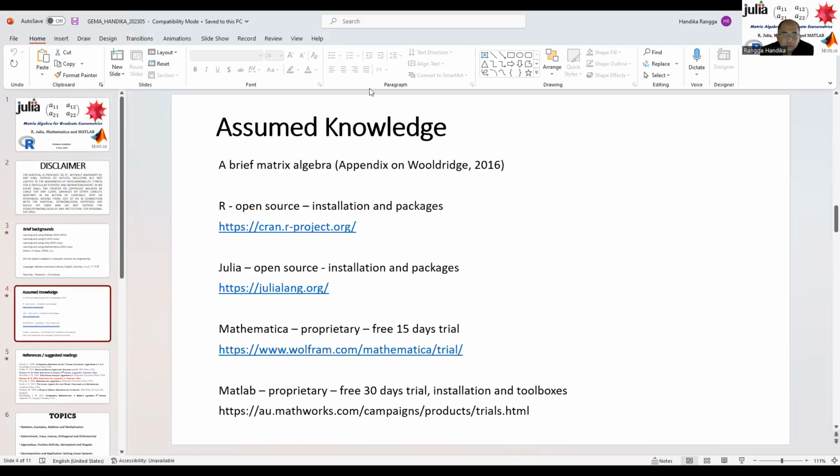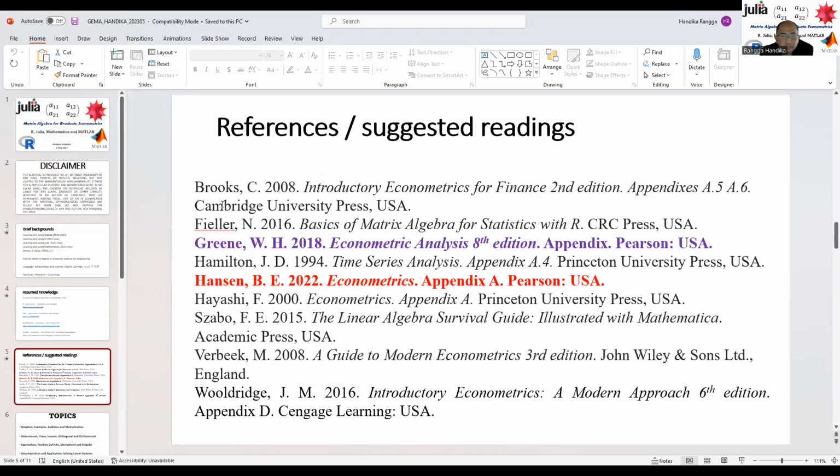So the assumed knowledge: please have a look a little bit. You need to understand brief matrix algebra, for example, in Wooldridge, just the basics, or perhaps high school level, depending on your level. There are some R, Julia, Mathematica, and MATLAB here. For open source, again, it's free. For the proprietary commercial, there is a free trial. So you can have a look, and these are the details of reading.